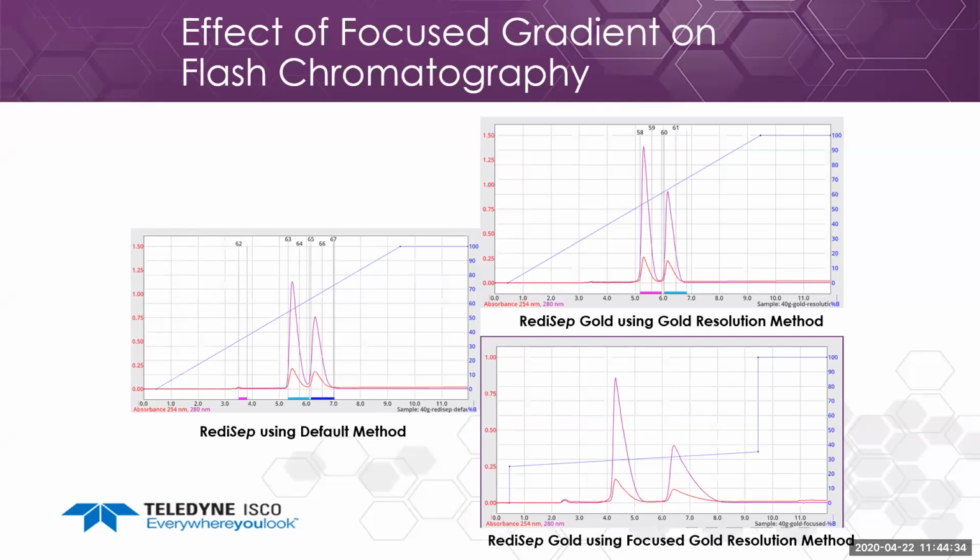Just to illustrate this resolution advantage you get by doing a focus gradient though. You can do a focus gradient over any range. So if your compound's just coming out in the first half of a separation, maybe you could run from 0 to 50%.